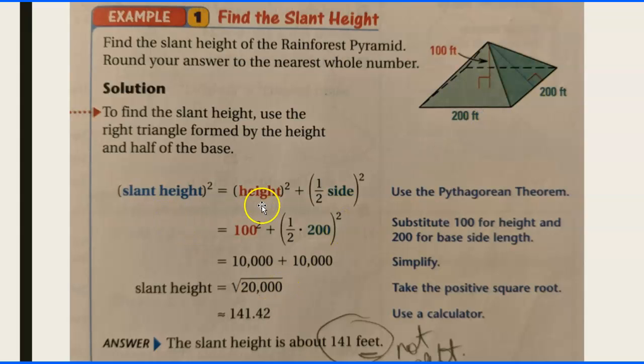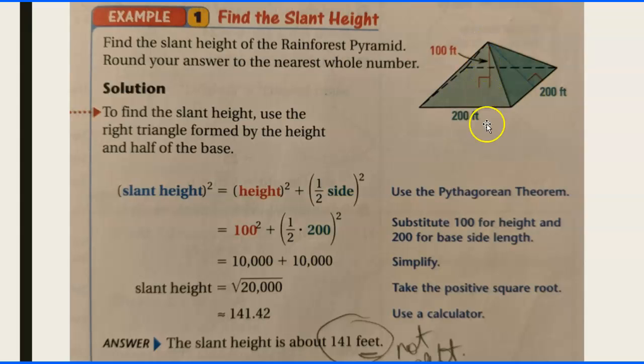And so slant height squared, we're going to have everything squared. So make sure you remember we've worked a little bit with exponents, so we want to be using those. Slant height is squared, height is squared, and then 1/2 of the side, we're going to square that. So all we're going to do is plug in the numbers. This is the height. We want to find the slant height. We want to find this right here.